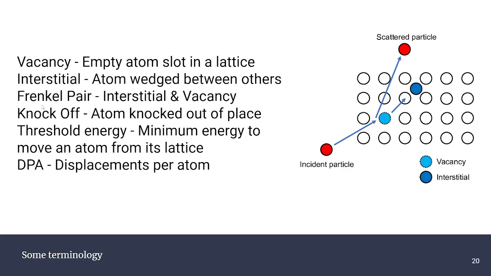We have something called a Frenkel pair, which is this pair of vacancy and interstitial atom. Just the combination of them is referred to as Frenkel pairs. The knockoff, so this is going to be our knockoff. It's the atom that gets knocked out of place.